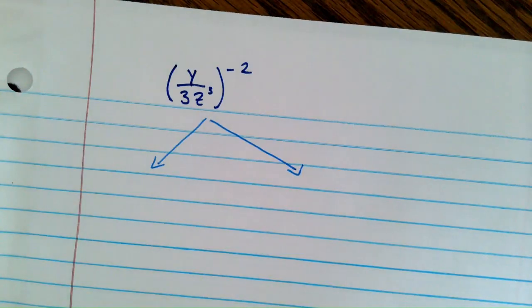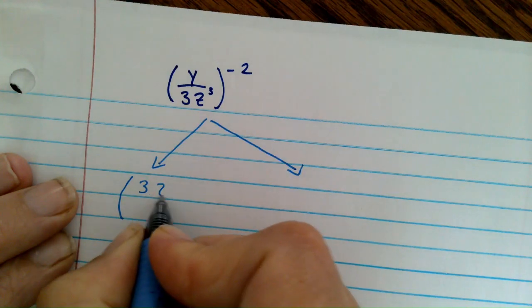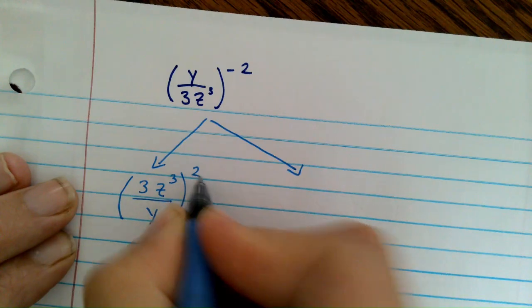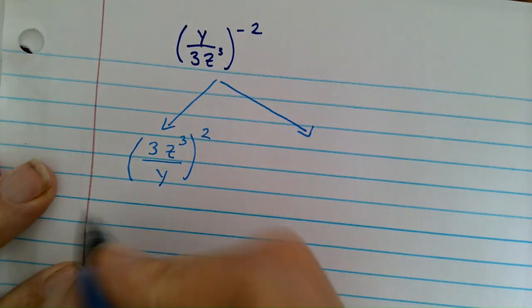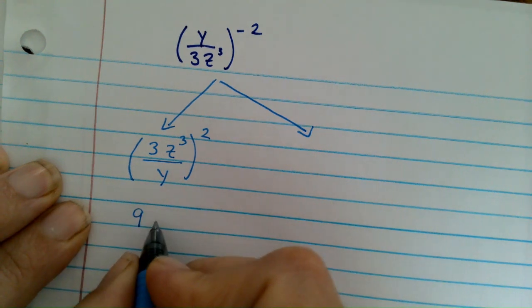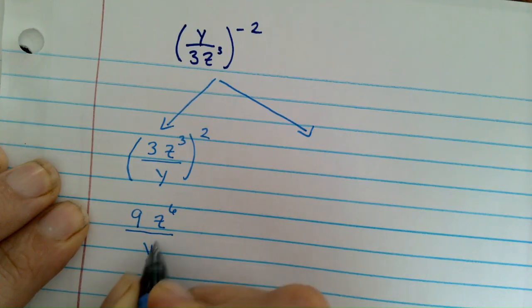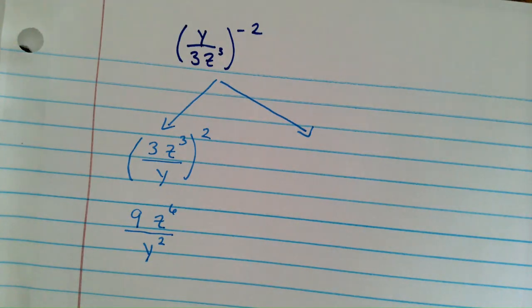If you want to deal with the negative first, the negative causes a reciprocal. So we could rewrite this as 3z cubed over y to the positive second. And then we would just square each part. 3 squared is 9. Z cubed squared is z to the 6th. And y to the second power is y squared. So that, again, is taking care of the negative power first and then the double power second.